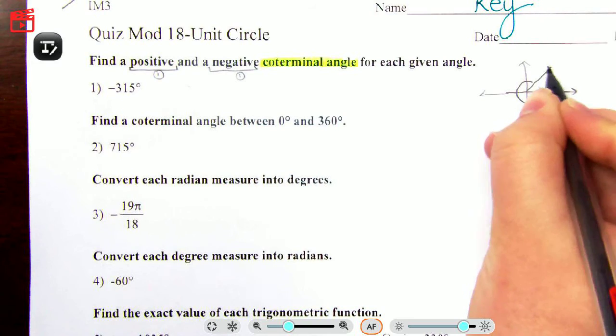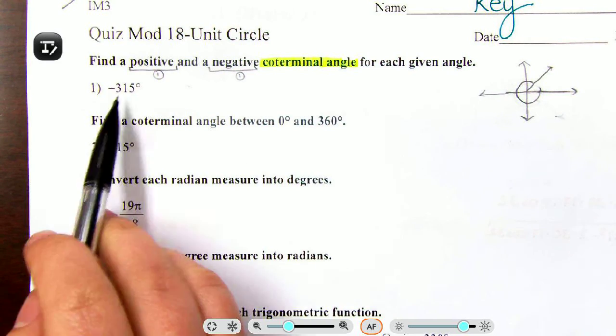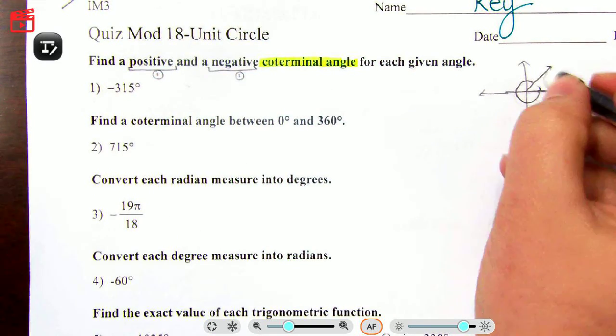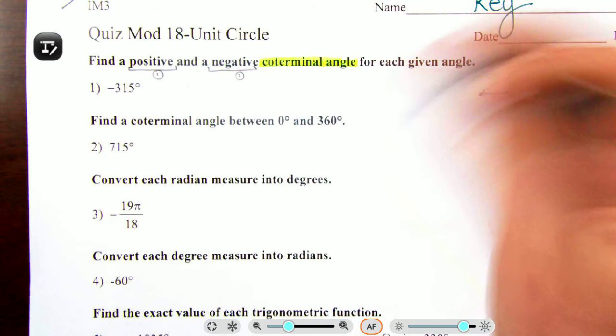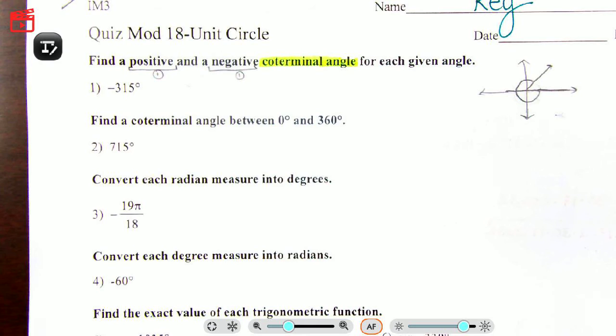The distance traveled is the same. All you need is direction for negative. Direction means you go clockwise for negative, counterclockwise for positive. Since it's negative, we're going to go clockwise. Now, the easiest way to find your coterminal angle: remember those loop-de-loops I talked about, those rotations? We're going to use those rotations.